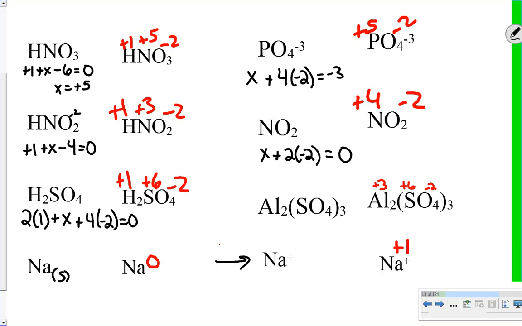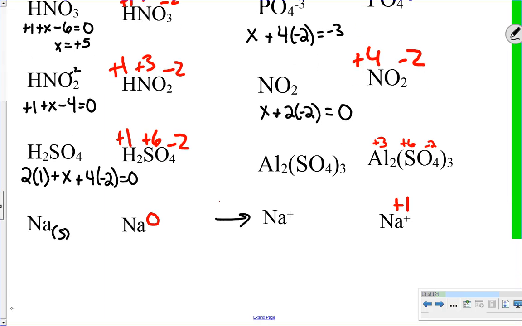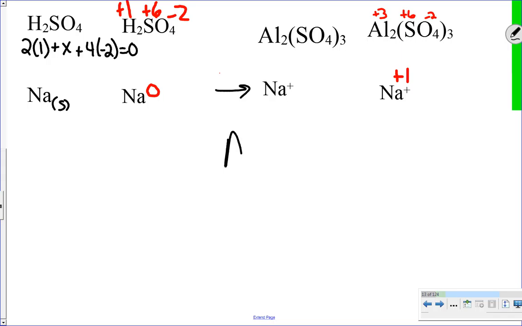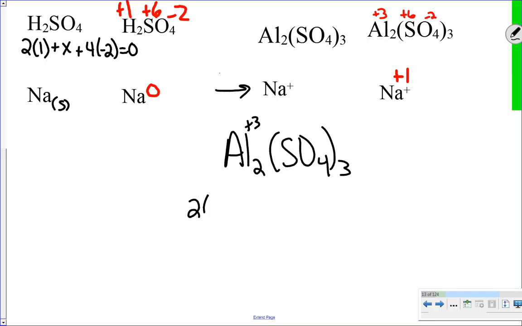I gave you one with some parentheses to really test your algebraic skills here. So I'm going to move this down here so we can really work this one out. Al2(SO4)3. So this whole thing's going to add up to 0 because it's a neutral compound. Aluminum we know has to have a charge of +3. So this is going to be 2 times positive 3 from my aluminum term. Now, I have to distribute that 3 through that parentheses.